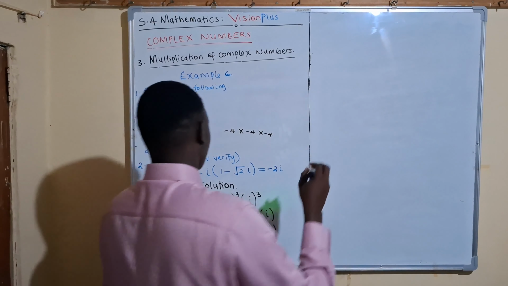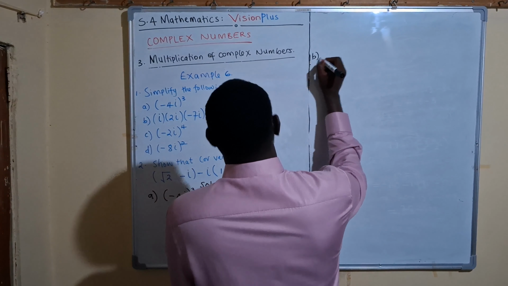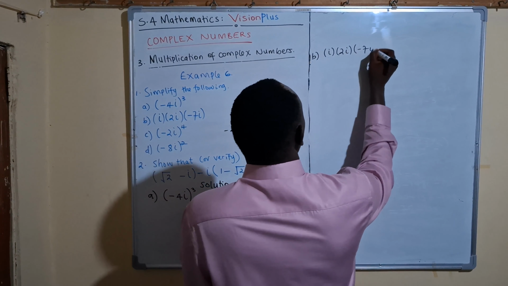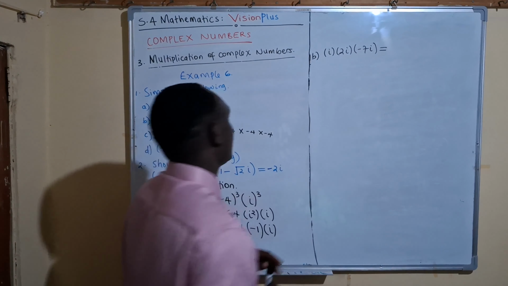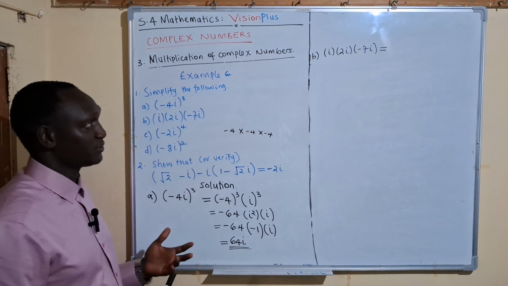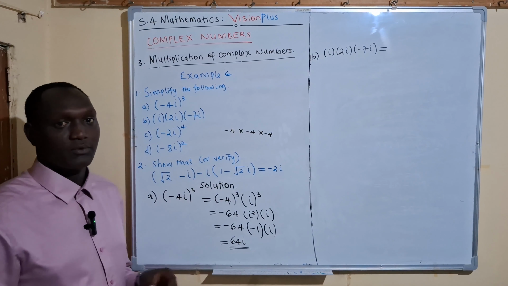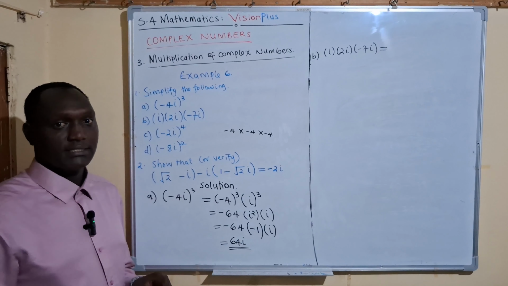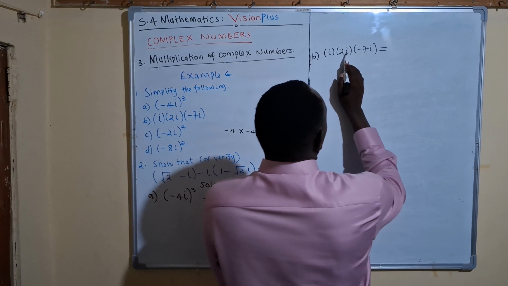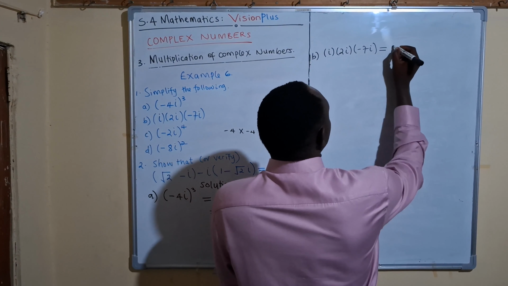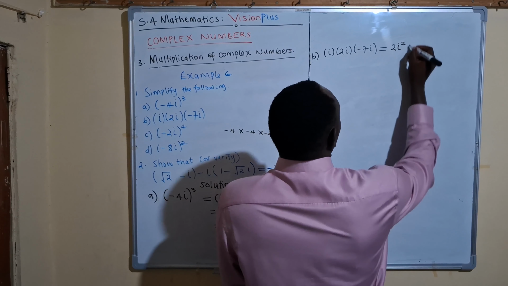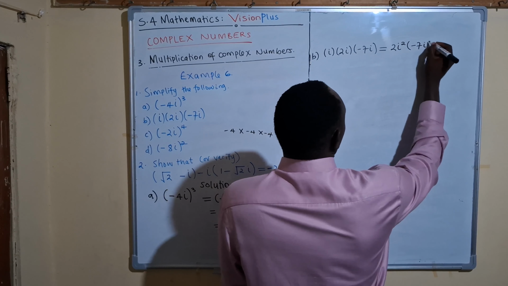Going to part B. Part B is i times 2i times negative 7i. It is kind of direct. It just needs you to apply some concepts of indices and then apply the property that i squared is negative 1. So what is i times 2i? i times 2i is simply 2i squared, and we still have that negative 7i there.